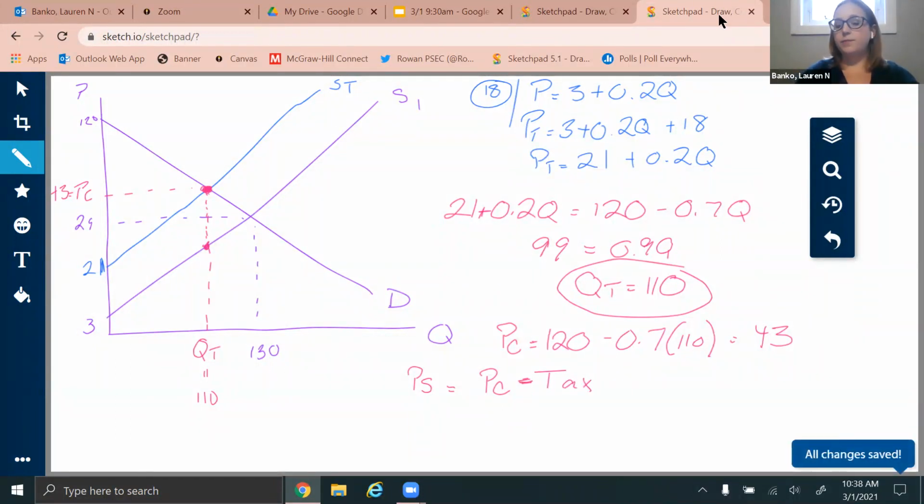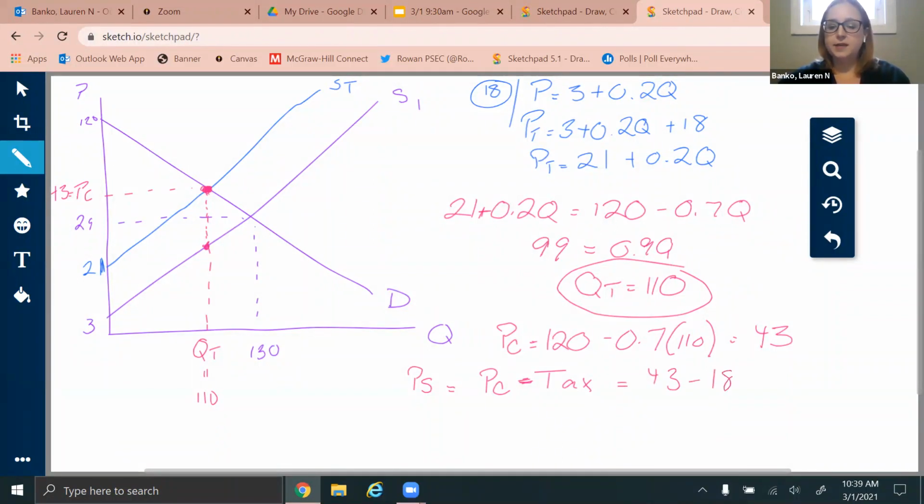Because again, the sellers are going to receive this $43 from the consumers. They can't keep it all. They have to give $18 to the government. So what's left over is what they now receive. So this is going to be 43 minus 18, or 25. That's here. Now what this tax wedge does is, again, it creates a difference between the price consumers pay and what sellers receive.